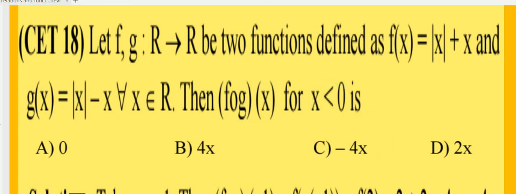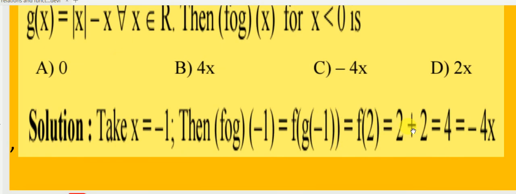To find this, I will take a number less than 0. Let us take x equal to minus 1. When we take x equal to minus 1, let us consider f composition g of x, that is, instead of x I will be taking minus 1. f composition g of minus 1 is equal to f of g of minus 1, by the definition of composition of functions. f composition g of x is f of g of x, that is f of g of minus 1. So let us see what g of minus 1 is.